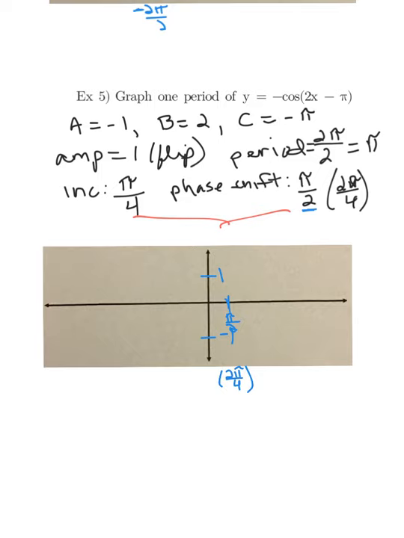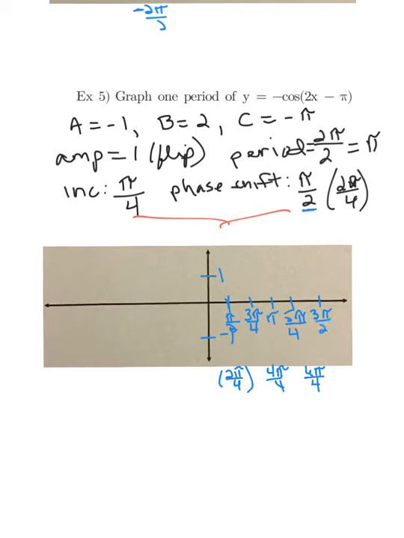So 2 pi over 4 plus pi over 4 puts me at 3 pi over 4 for label 2. Add another pi over 4. You will be at 4 pi over 4, which is just pi for label 3. Label 4 will be 5 pi over 4. And then label 5 will be 6 pi over 4, which simplifies to be 3 pi over 2.